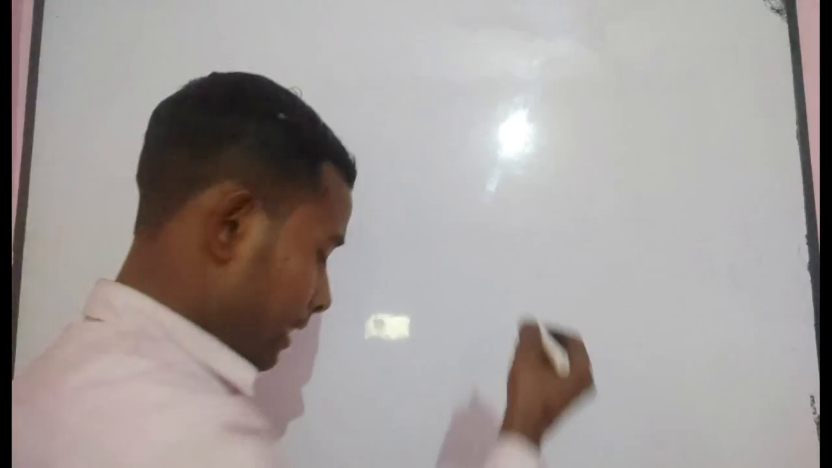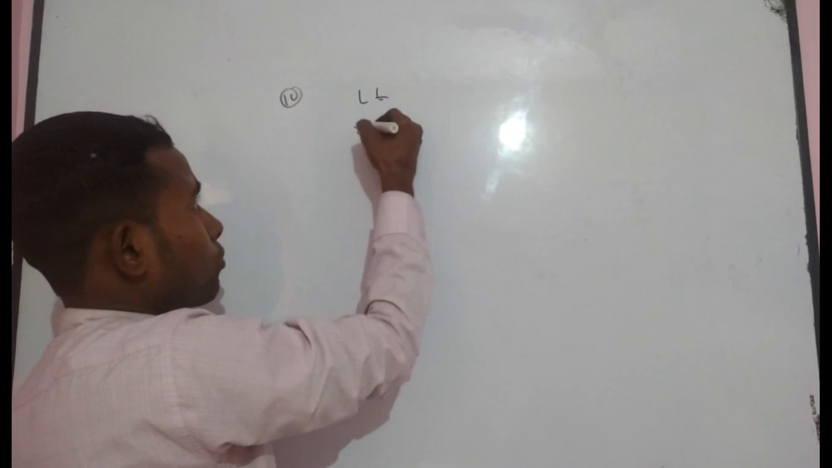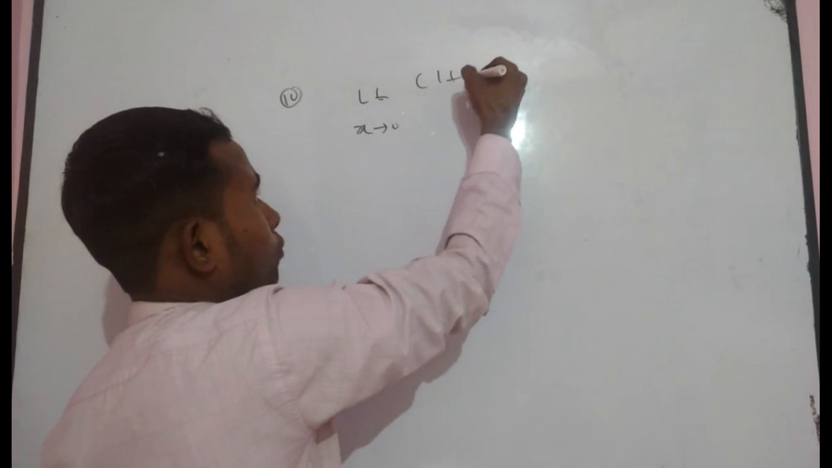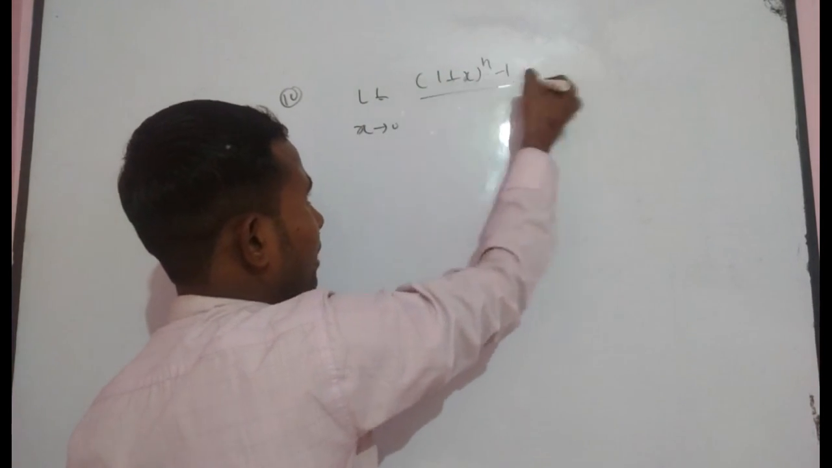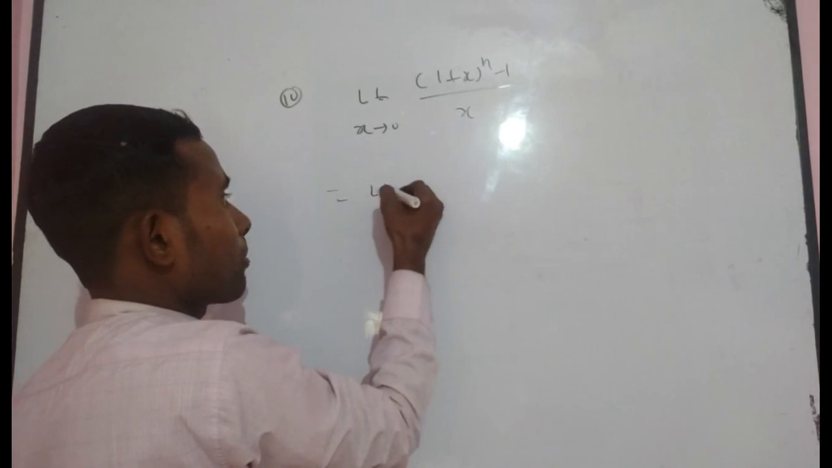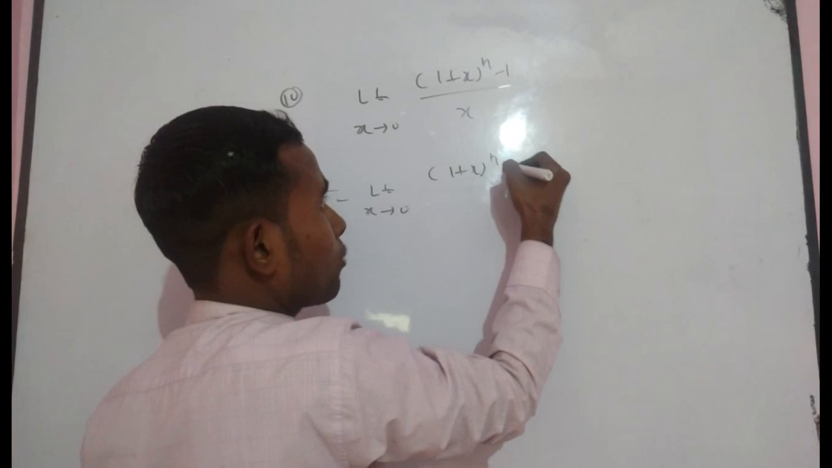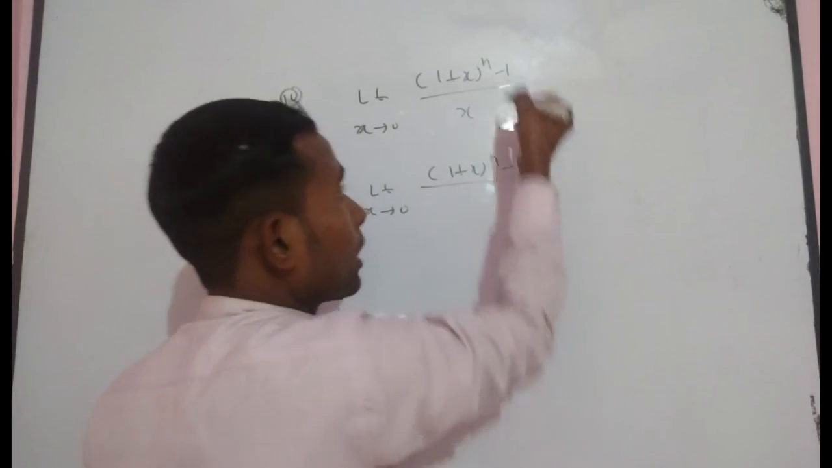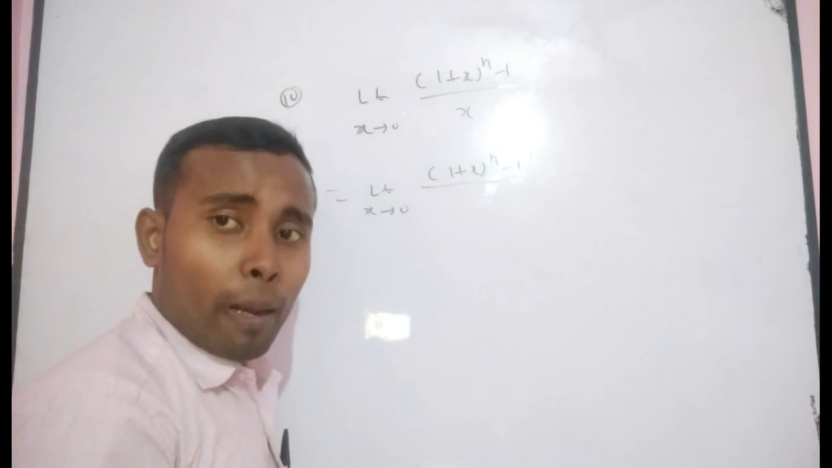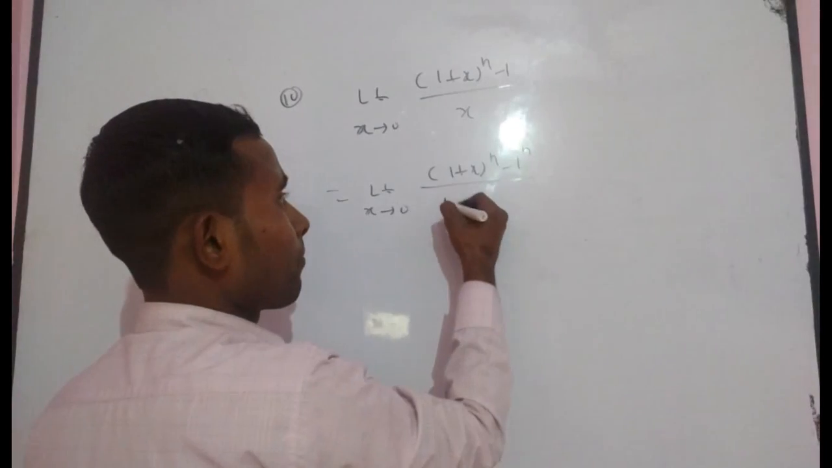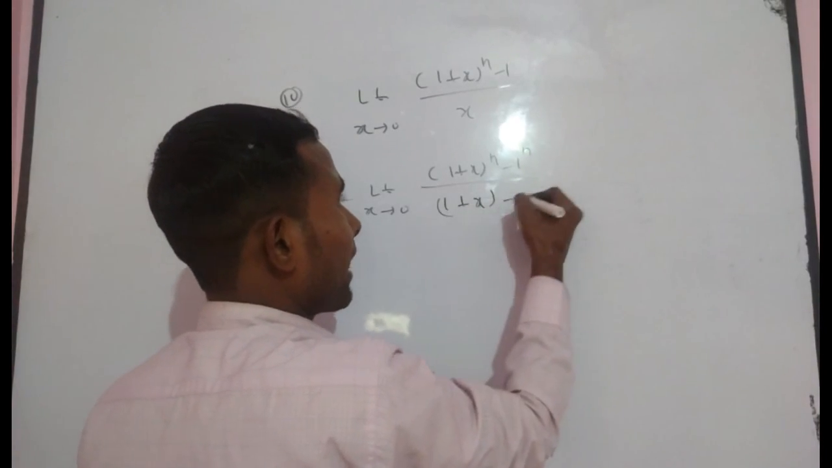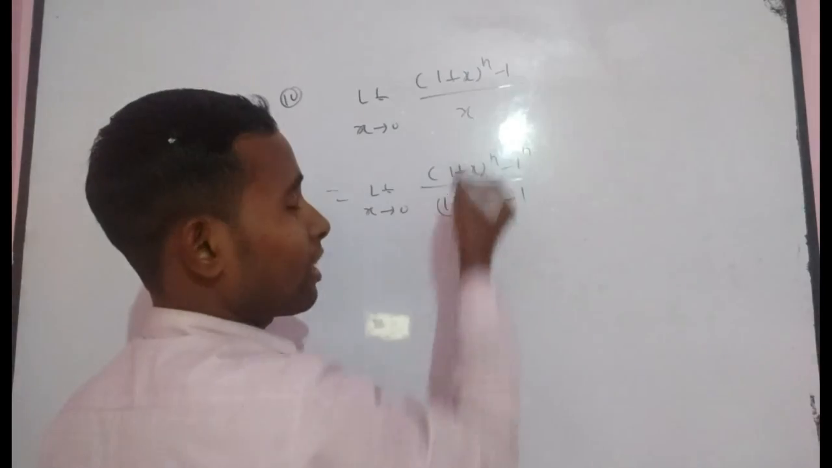In example 10, it is given that limit x tends to 0, (1 plus x) to the power n minus 1, divided by x. How can you solve? It is a very easy question because this term I have already discussed. (1 plus x) to the power n minus 1 to the power n, can you write it? Because if you take 1 to the power any term, it will always be 1. So 1 minus 1 cancel and finally you get x.